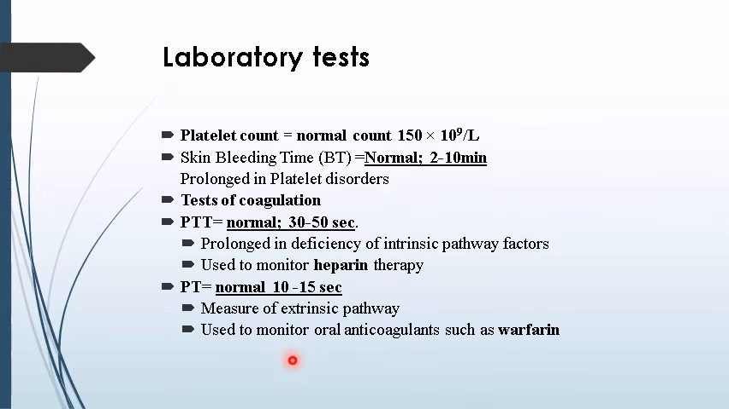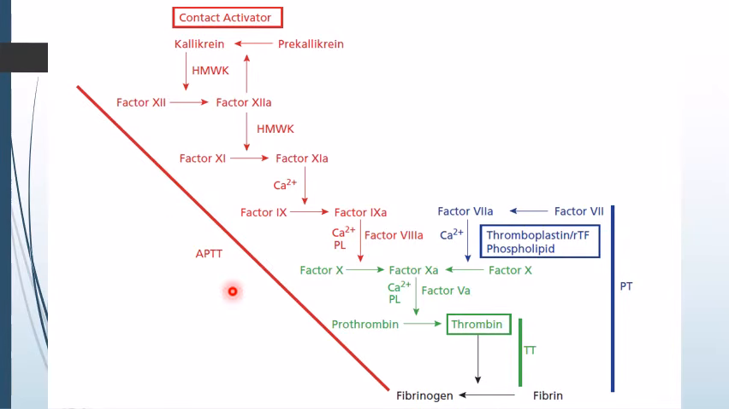Usually used to monitor the anticoagulant treatment, that is warfarin. So these are the coagulation cascades in a colorful scheme. You see in the red area, these are factors that will affect activated partial thromboplastin time, APTT. So any abnormality in factor 12, 11, 9, and 8, 10, prothrombin and fibrinogen will affect APTT.